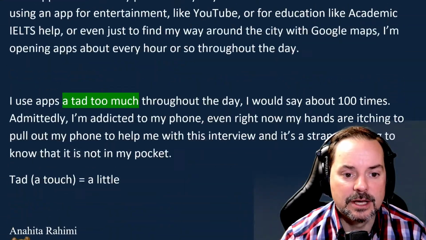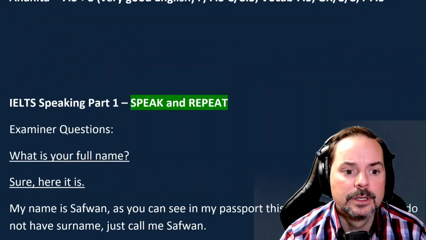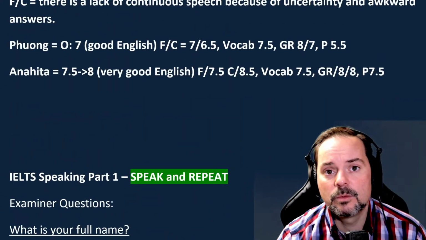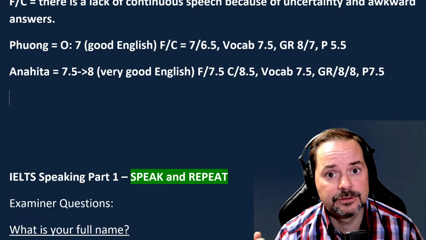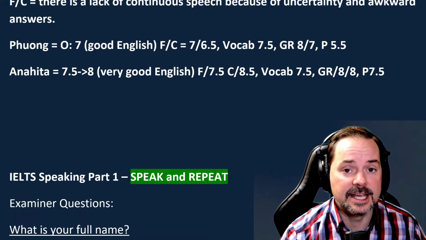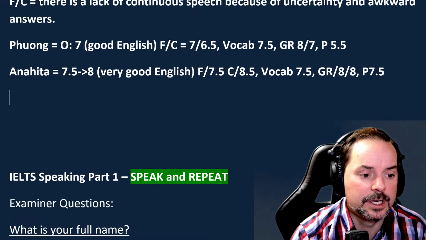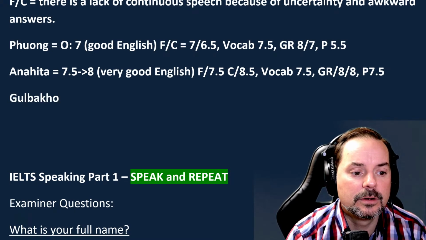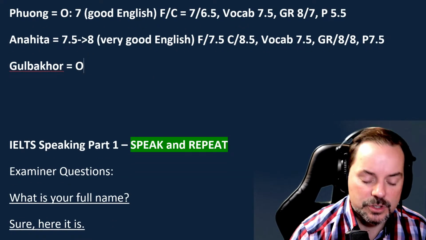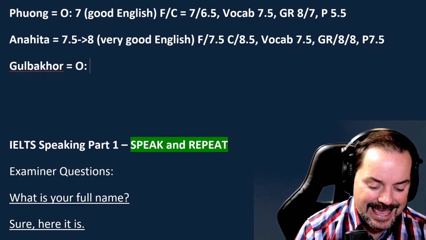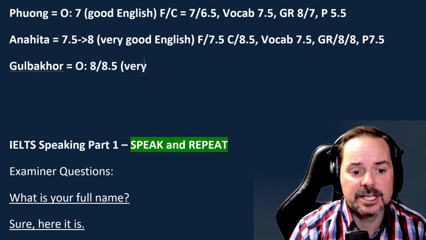Let me break it down for you as I did for the other students in the class. And of course, everybody listening and watching, be careful, because this is just part 1. So you do have to have an overall assessment of part 2 and part 3 to get the accurate results. But for this part 1, I might have misspelled your name there. Sorry about that. Okay, so your overall is, I would say, 8 to 8.5. So you're very, very close there. So very good to expert English.